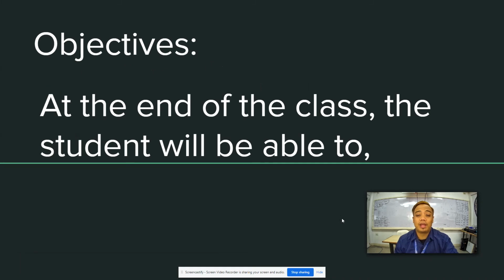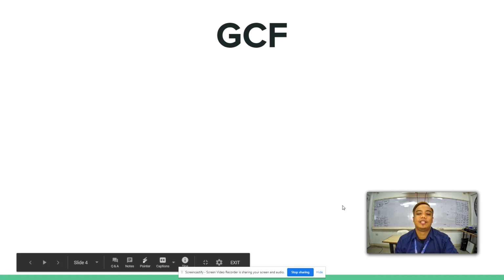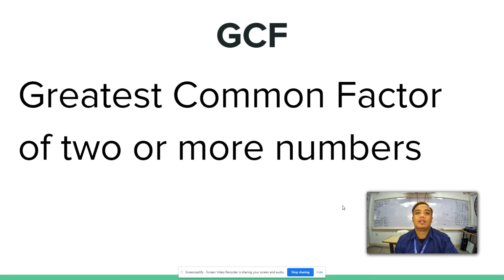At the end of the class, the student will be able to identify the steps in finding the GCF of numbers. So GCF means greatest common factor. Ito ay numbers kung saan factor both numbers that are given to us. Sometimes there are two, sometimes there are three and more.